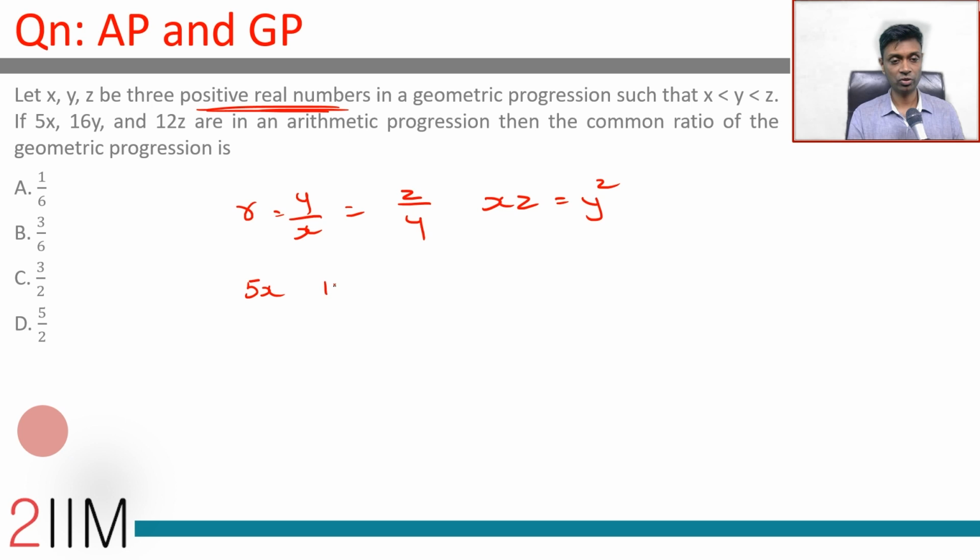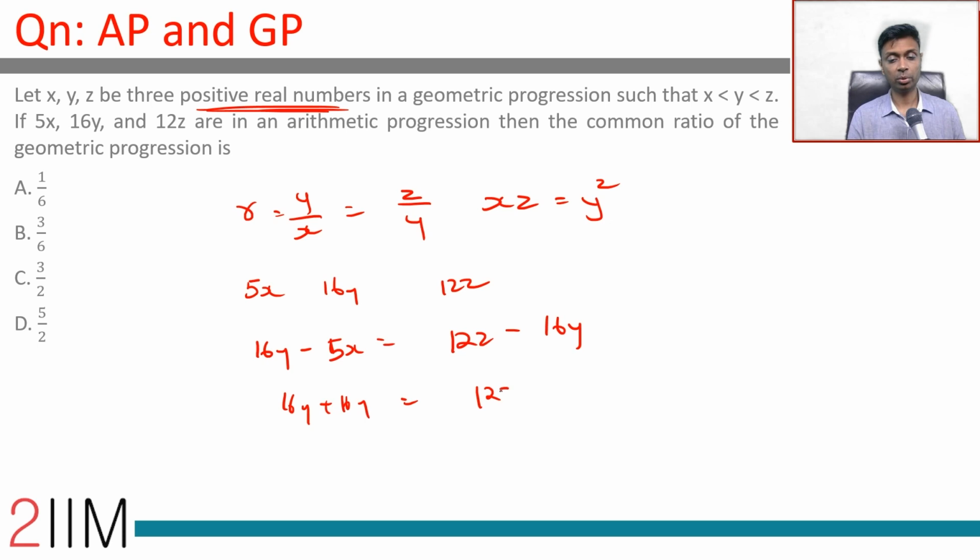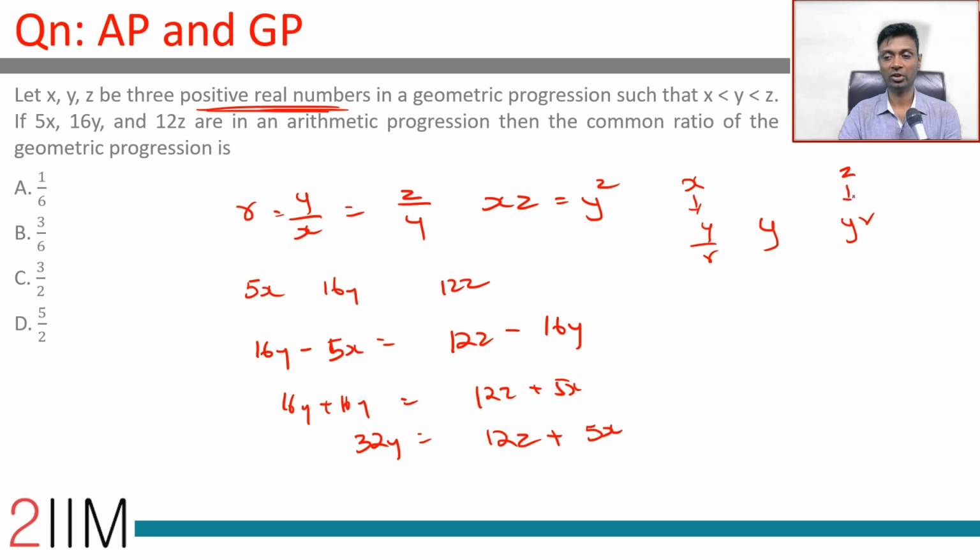So 5x, 16y, 12z. 16y minus 5x equals 12z minus 16y. 16y plus 16y equals 12z plus 5x. 32y equals 12z plus 5x. Now we need to find the common ratio. So I'm going to assume the common ratio to be r. Instead of assuming the numbers as x, xr and xr square, I'm going to anchor around y. So the first term would be y by r, second term y, the third term would be yr. x is y by r, z is yr.